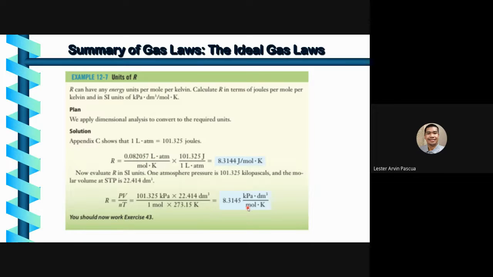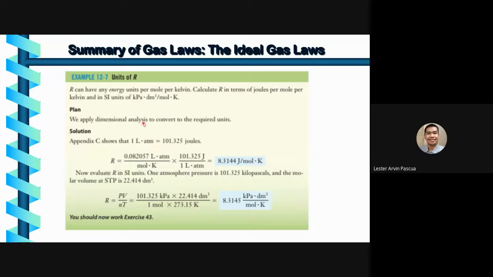So, R can have energy units per mole per Kelvin. So this is an example of using that formula. But what this wants to show is that you can also show your R, your gas constant, in another set of units. Sometimes, or in a lot of calculations of energy, joules ang ginagamit. So joules is the unit of energy, no? So pwede mo rin ipakita actually yung R, your gas constant, in the form of joules, no?